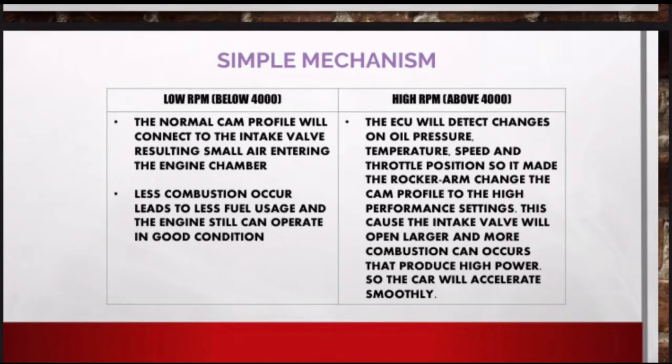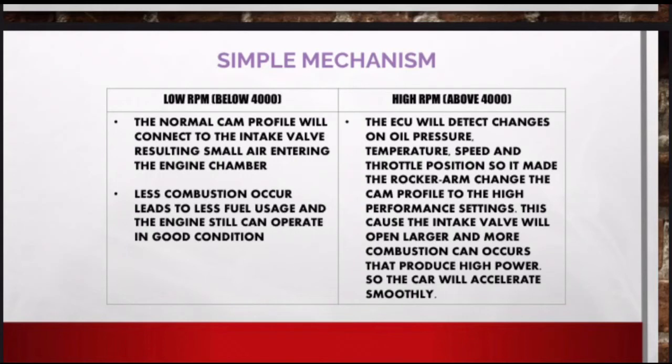So let me show you the simple mechanism of how VTEC operates. When you drive at normal speed or below 4000 RPM, the normal cam profile will connect to the intake valve, where the intake valve will only open smaller. So less air enters the engine chamber, resulting in less combustion. So the system will save fuel when you drive at normal speed.